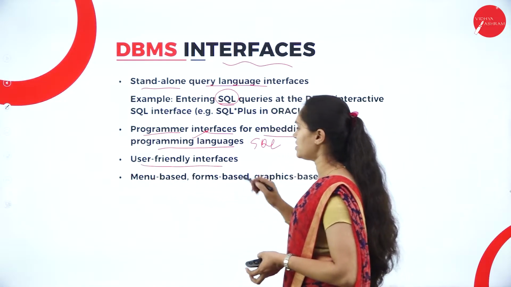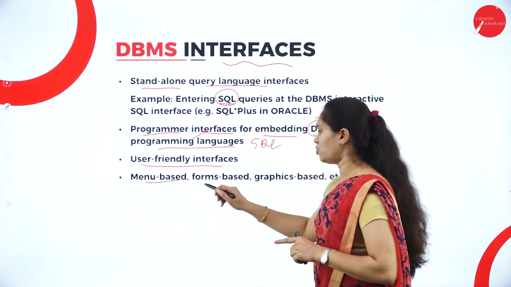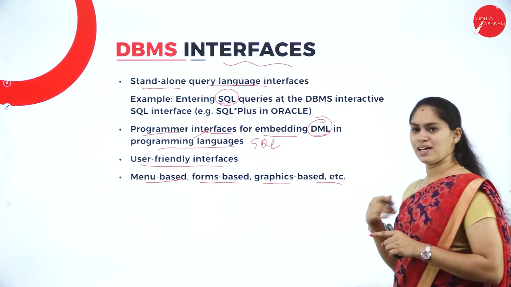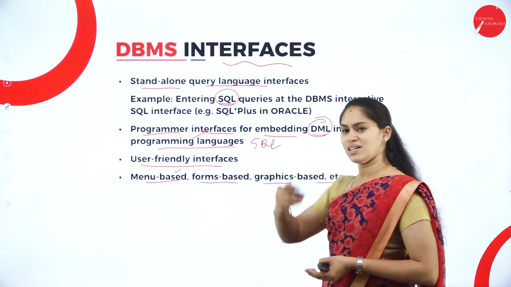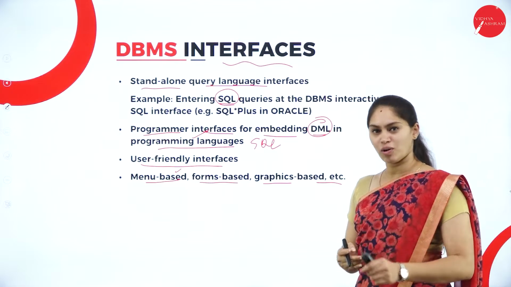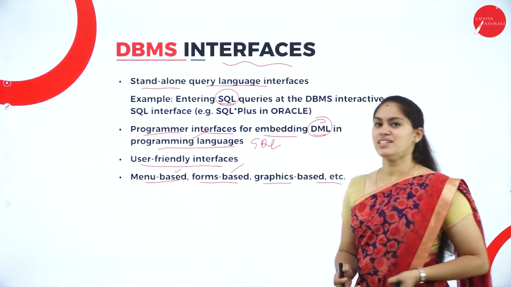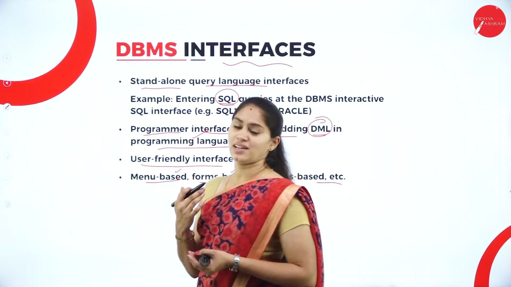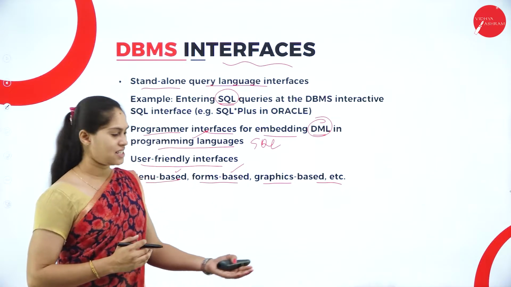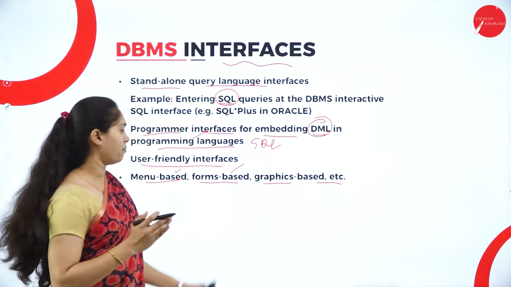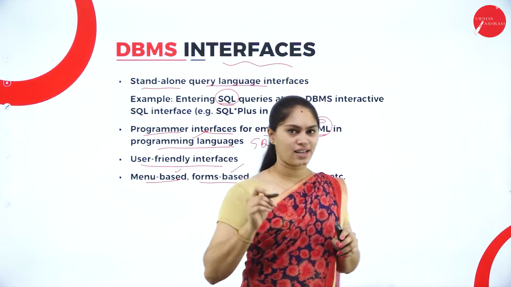And also we have user-friendly interfaces. The user-friendly interfaces can be menu-based, form-based, graphics-based, or even speech-based. That can be anything. When it comes to menu-based, we have a set of options, and based on that we have to select. Also we have form-based. If you consider any form, it consists of radio buttons, checkboxes, text fields, and also submit or reset. All those come under form-based. And also we have graphics-based, like a pointer. I just click like that.